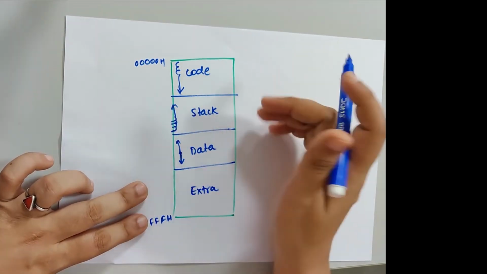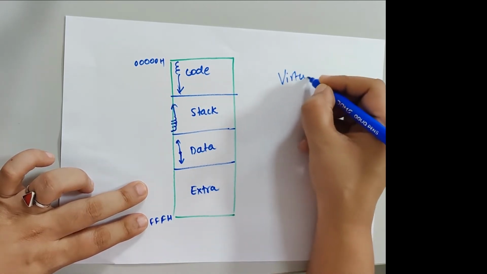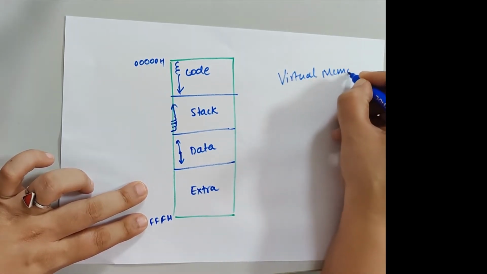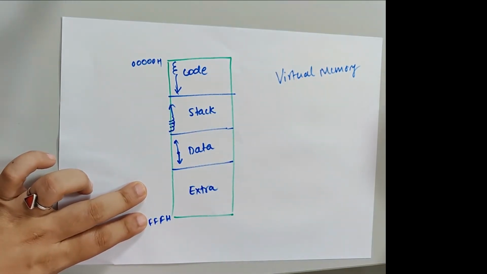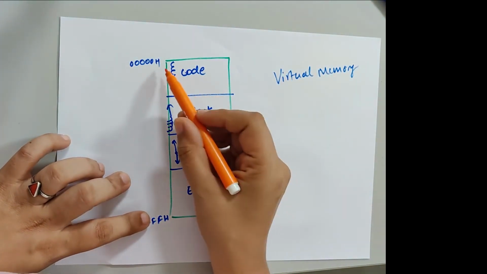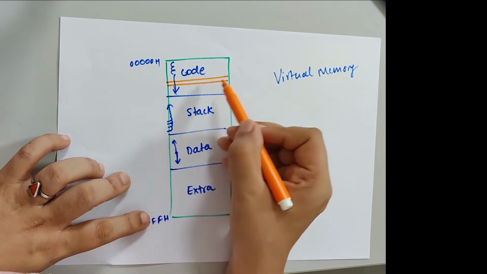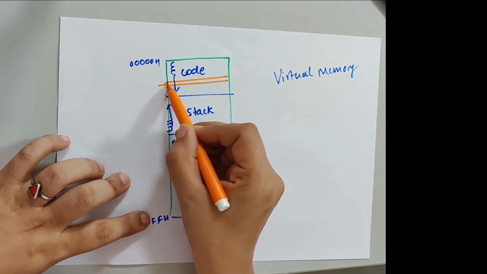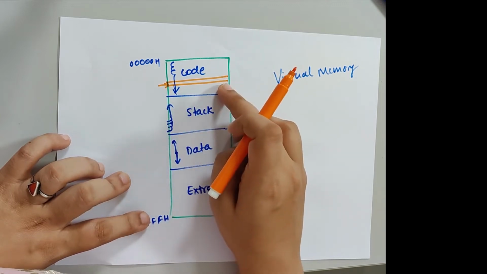So what happens inside our computer? We have something called virtual memory. Now, what is the need of the virtual memory? That we will see. Suppose I look at any location in the code segment. Let's say I'm talking about this particular location in the code segment. So how will I identify this location?